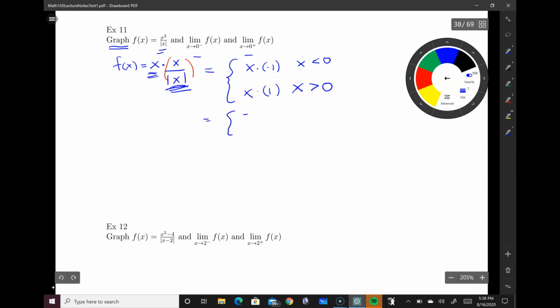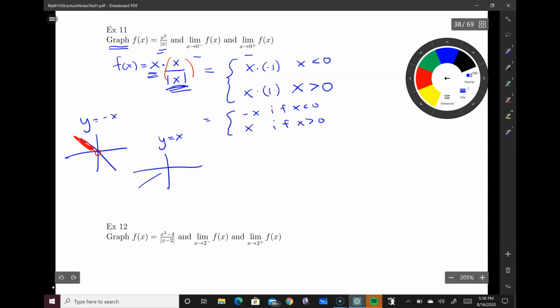So I'm just going to clean it up. So this is negative x if x's are less than 0, and it's x if x's are bigger than 0. So I know what y equal negative x looks like. Y equal negative x looks like this. And what part of that graph do I want? Less than 0. And then I know what y equal x looks like, this. And if x's are bigger than 0, it's this. So putting together my solution graph, I get that. So that's the graph.